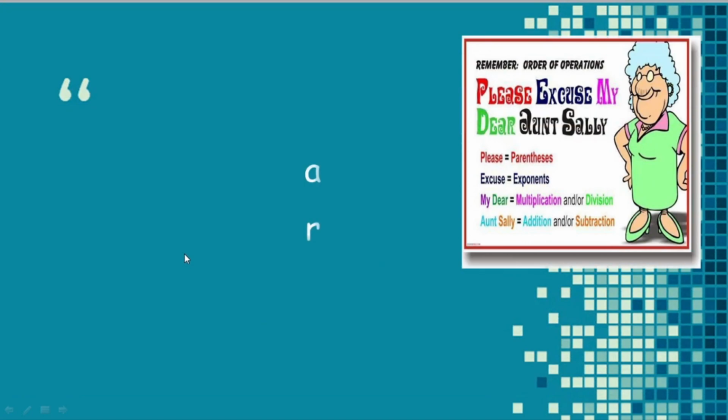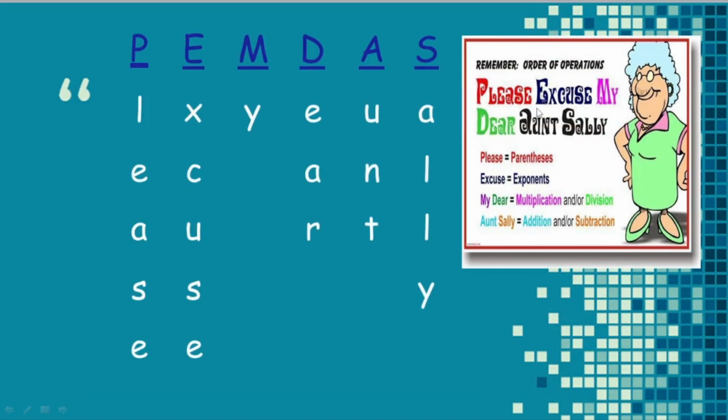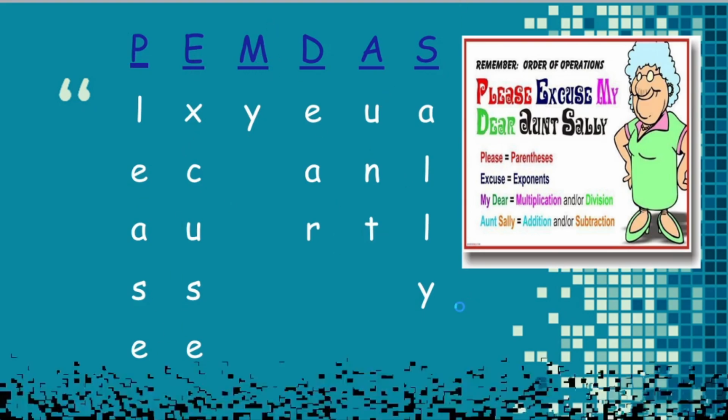Okay, another way is: please excuse my dear Aunt Sally or Salma. Here, P is parentheses, or please excuse my dear Aunt Sally.